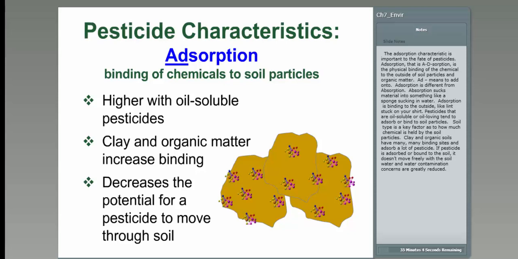Pesticides that are oil-soluble or oil-loving tend to adsorb or bind to soil particles. Soil type is a key factor as to how much pesticide is held by the soil particles. Clay and organic soils have many binding sites and adsorb a lot of pesticide. If pesticide is adsorbed or bound to the soil, it doesn't move freely with the soil water, and water contamination concerns are greatly reduced.